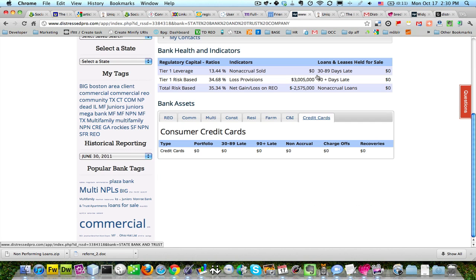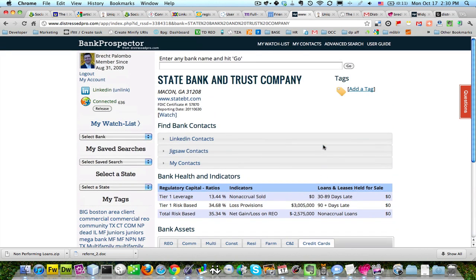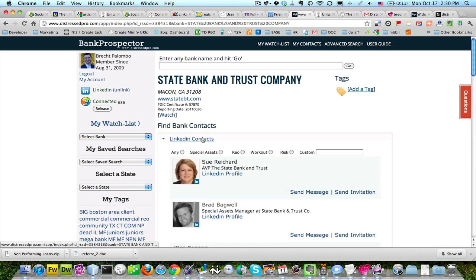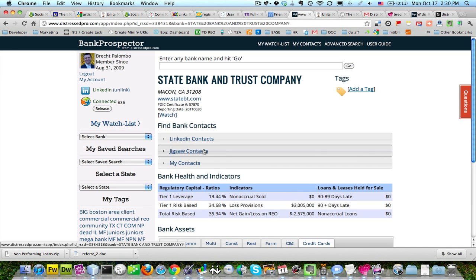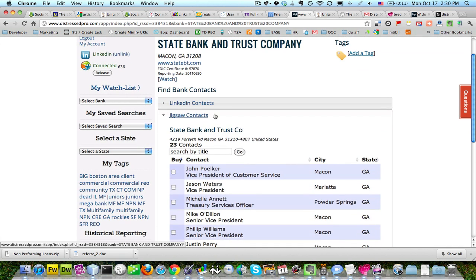And then recently we added credit cards. This bank doesn't happen to have any credit cards. And that is an overview of how to look at a bank record and find yourself bank contacts for non-performing assets and REO.